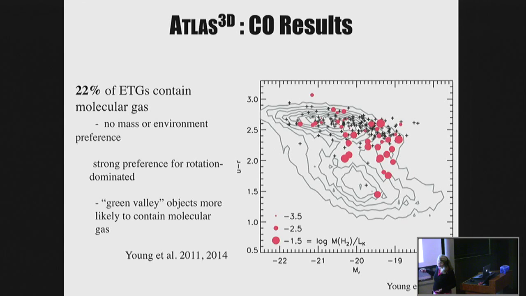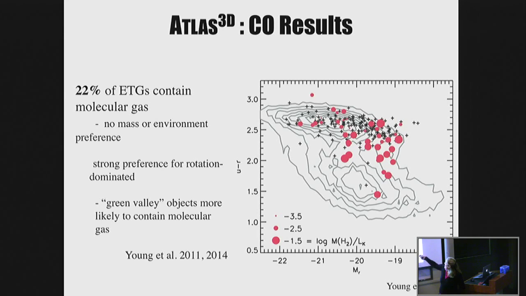So we looked a lot for where these galaxies lay, and as you might expect, blue early type galaxies tend to have molecular gas. There was a strong preference for rotation-dominated objects. What that means is that in galaxies that one might consider true ellipticals, M87-like objects, truly dispersion-dominated, slow-rotating galaxies do not seem to have reservoirs of molecular gas, but the rotation-dominated objects, that is, ones we might consider S0s or lenticulars, do. And again, Green Valley objects are more likely to contain molecular gas.